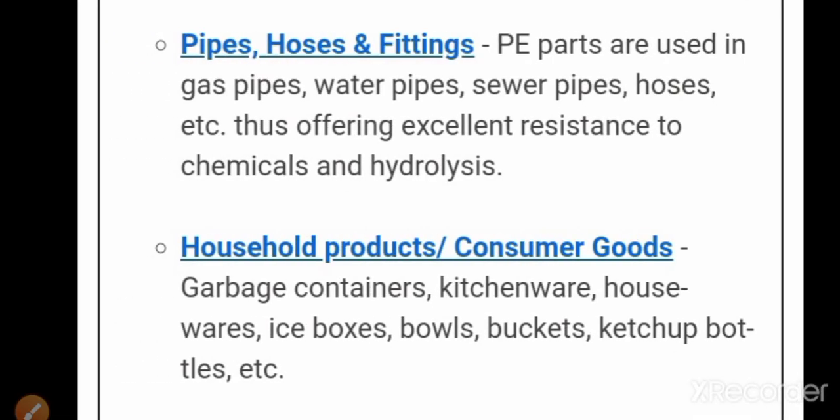They are also important in pipes, hoses and fittings. Polyethylene is used in gas pipes, water pipes, sewer pipes, hoses, etc., because it has excellent resistance to chemicals and hydrolysis. They are also useful in household products or consumer goods like garbage containers, kitchenware, housewares, ice boxes, bowls, buckets, ketchup bottles, etc.